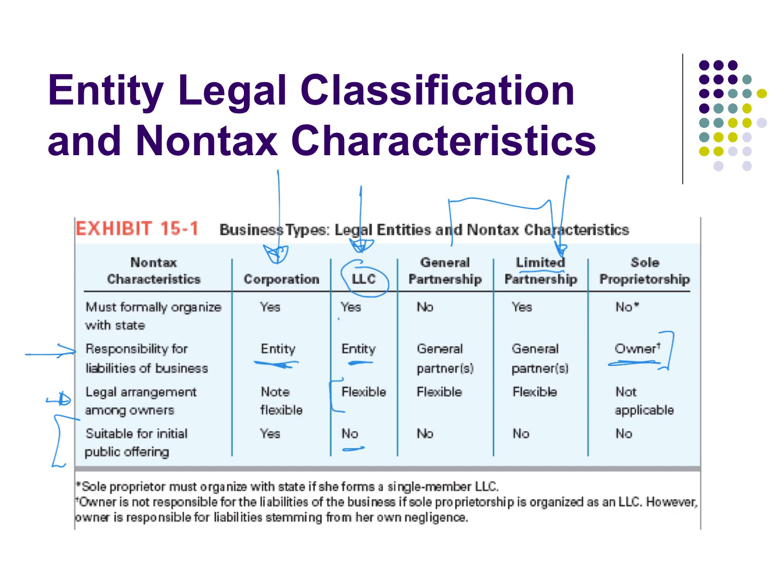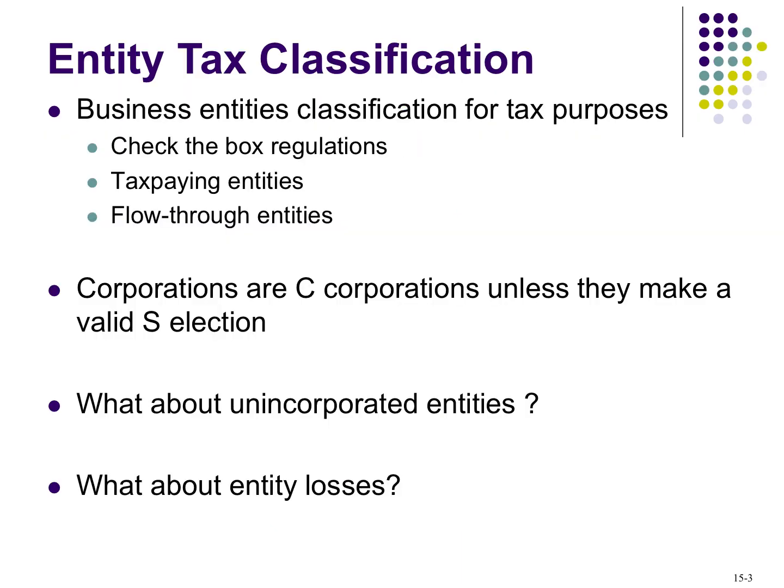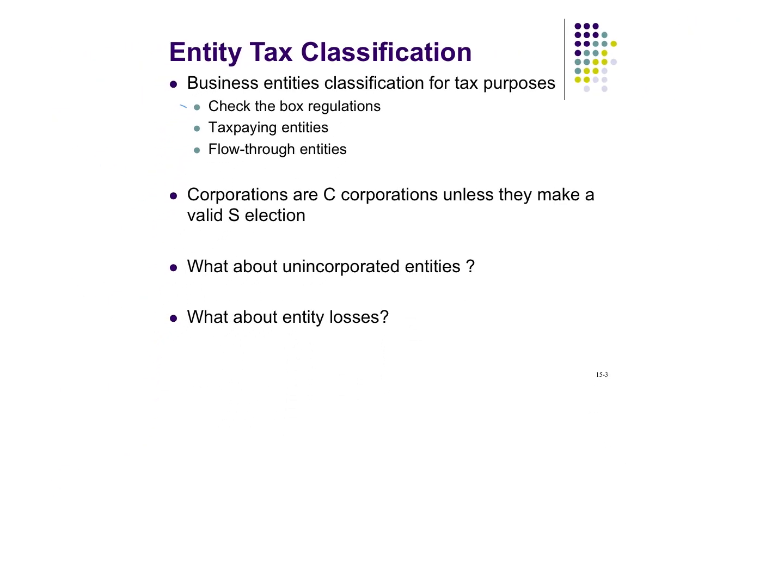All right, so now this is a tax class, so let's talk about tax stuff. Let's talk about how these things are classified from a tax perspective. For tax purposes, you have what are called check the box regulations. So if you are an S corporation, for example, you can check the box and be taxed as either a C corporation or a partnership. So let's talk about what that means. A C corporation is a taxable entity.